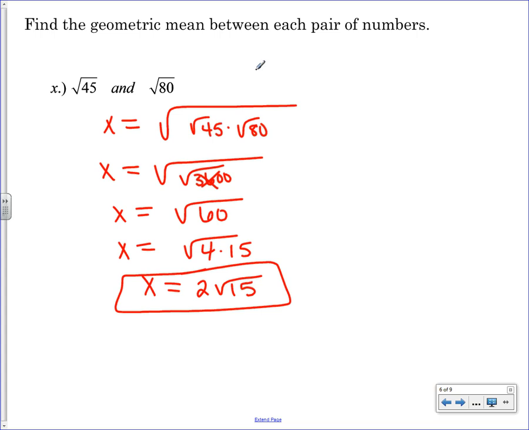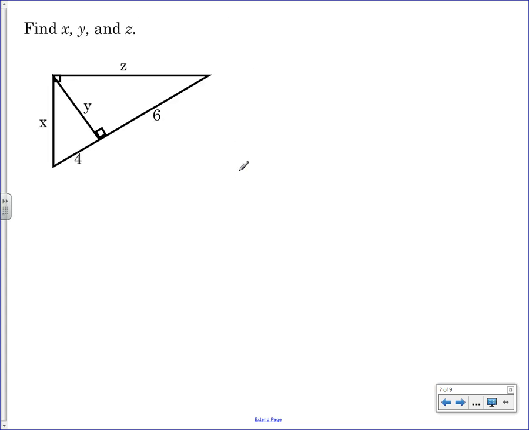Okay? All right, let's see. Find x, y, and z. This is your geometric mean again. So you're going to take the altitude, so y, is equal to the square root of these two times each other. 4 times 6.